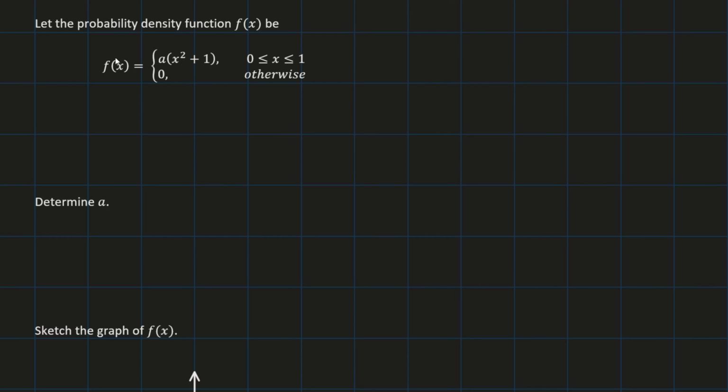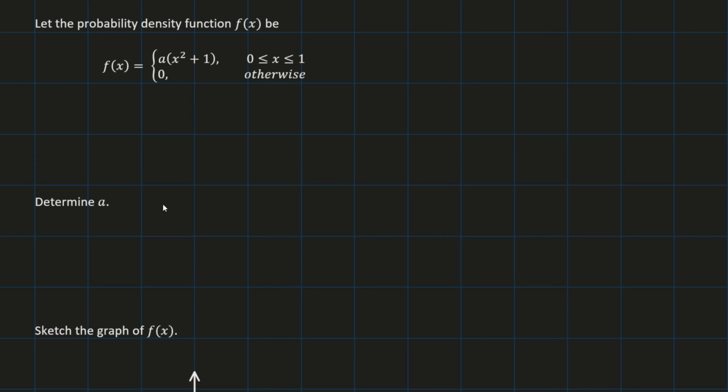So for this example here, we're told that f of x is a probability density function and it has the following rule. So f of x is a hybrid function where one branch is a multiplied by x squared plus 1, defined from 0 to 1, and then it's defined 0 everywhere else. Now in this question, we're asked to determine what the value of a is.